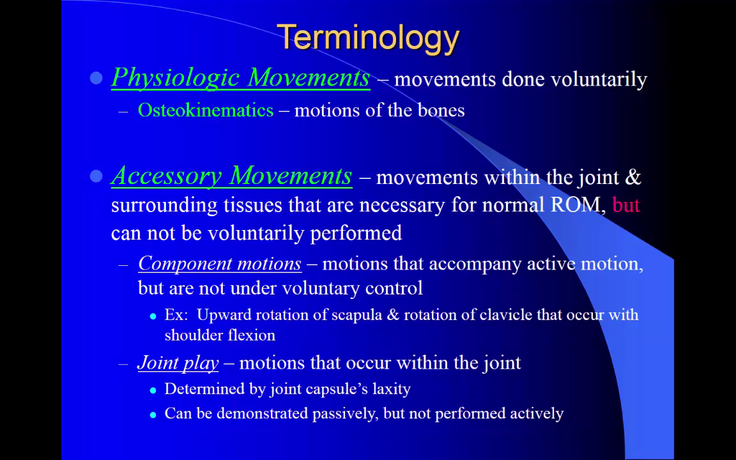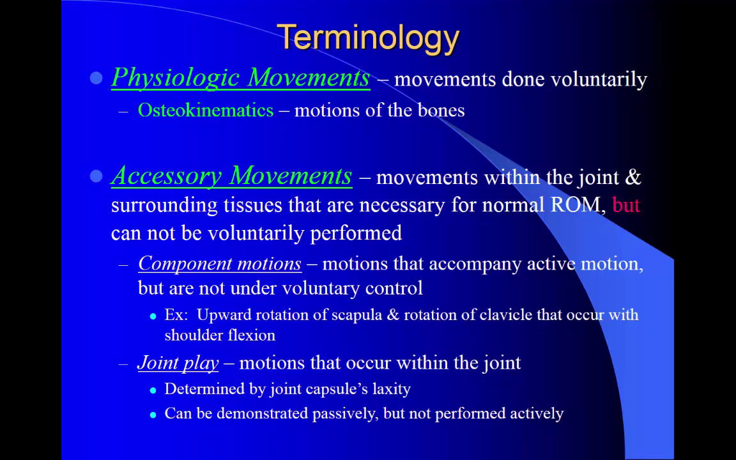Accessory movements are movements within the joint and surrounding tissue that are necessary for normal range of motion, but cannot be voluntarily performed. Accessory motions are generally associated with the physiological movement and are motions of the articular surfaces relative to one another. These movements are necessary for full range of physiological motion to occur, and commonly the ligament and joint capsule are involved in the motion.